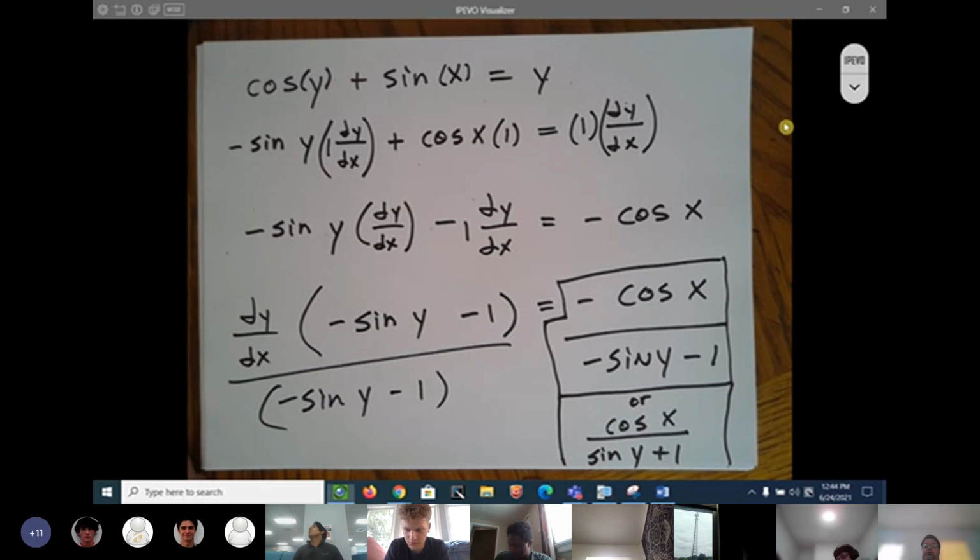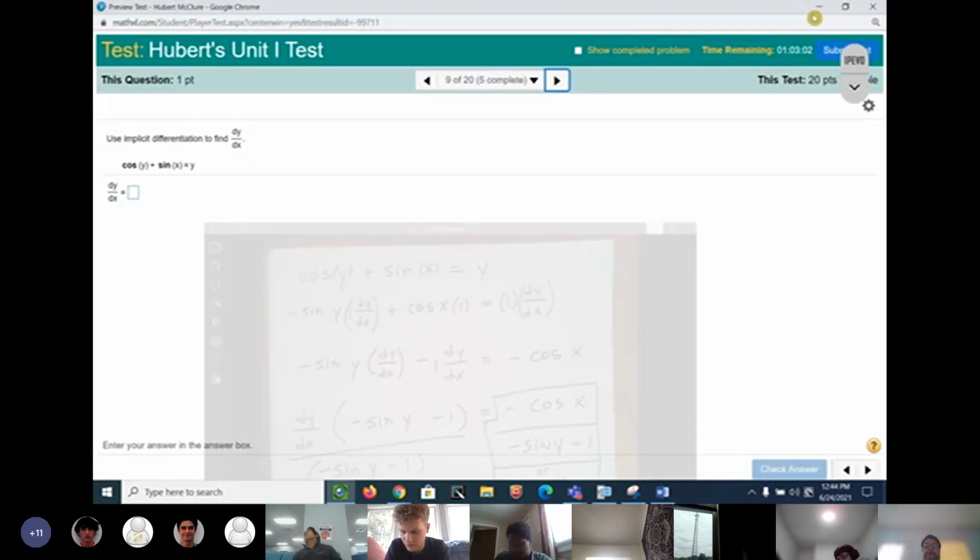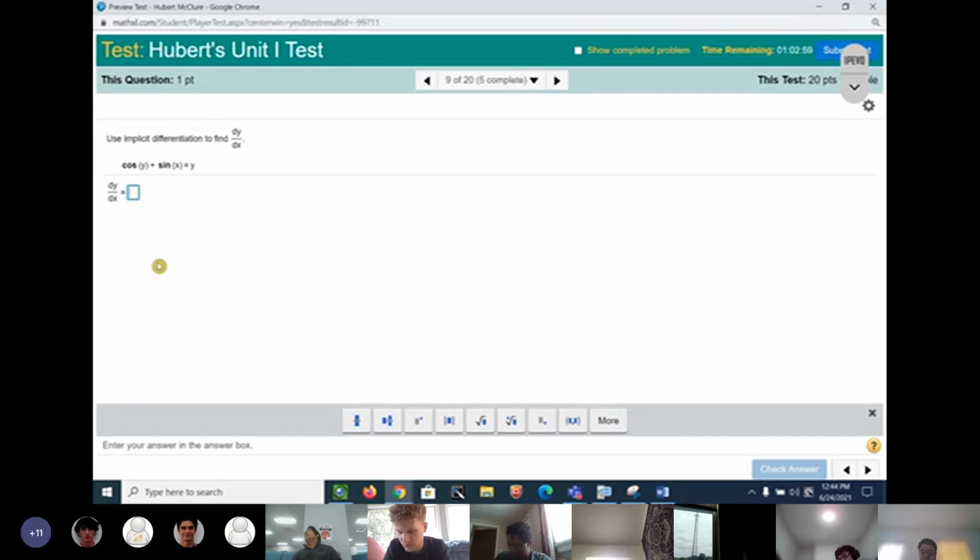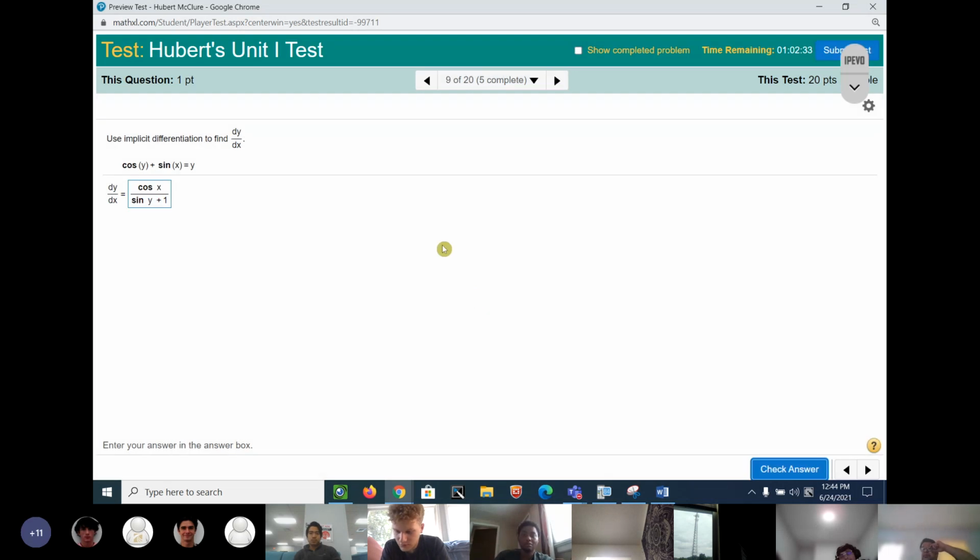So let's see what they got. I'm going to go with the factoring out of negative 1. And that will give me cosine of x over sine of y plus 1. And we feel good about ourselves.